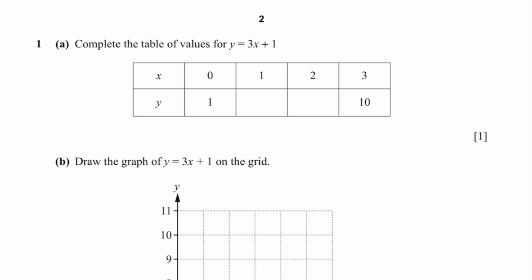Complete the table of values for y equals 3x plus 1. So x equals 0, y equals 1, of course. X equals 1, we substitute that, y equals 4. X equals 2, just substitute that, y equals 7. Where are we substituting? Of course, into this equation given here.